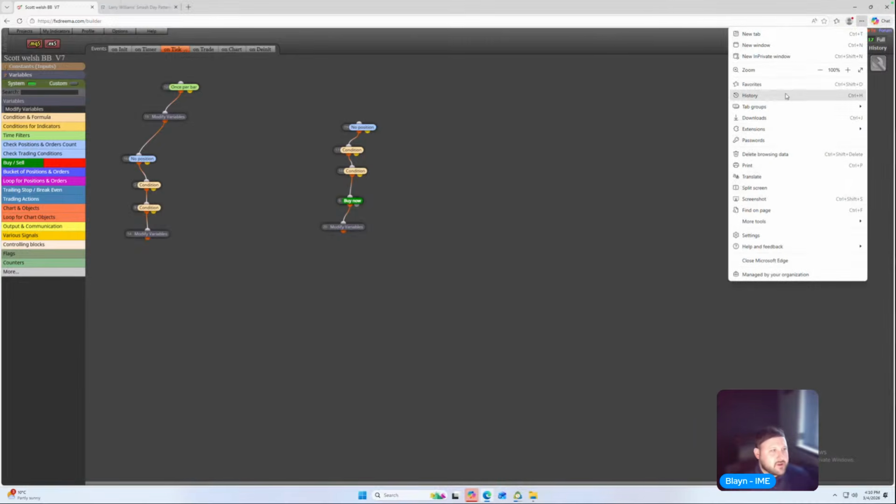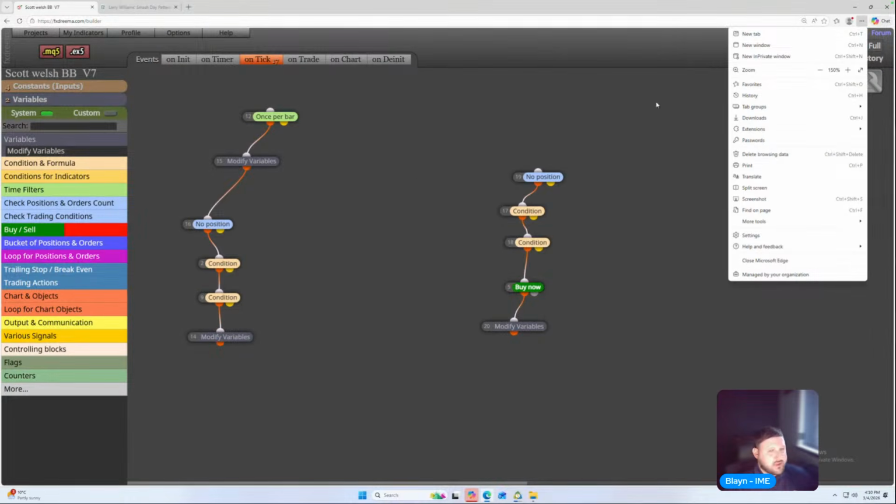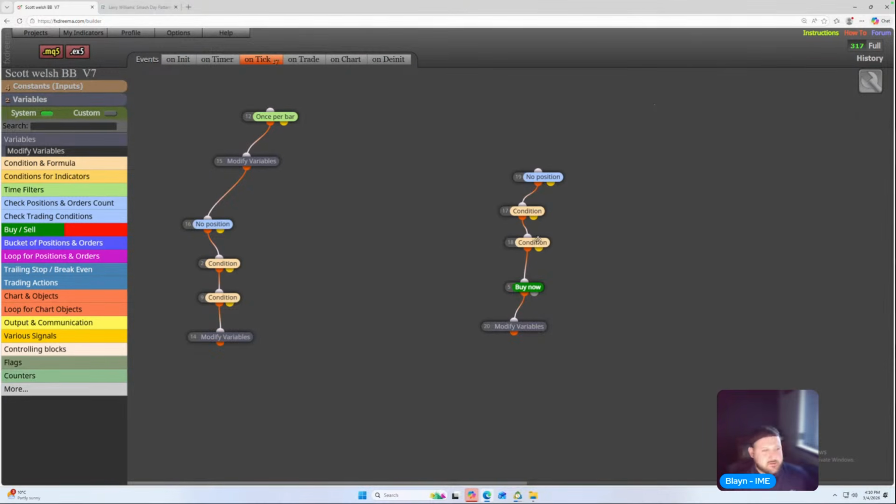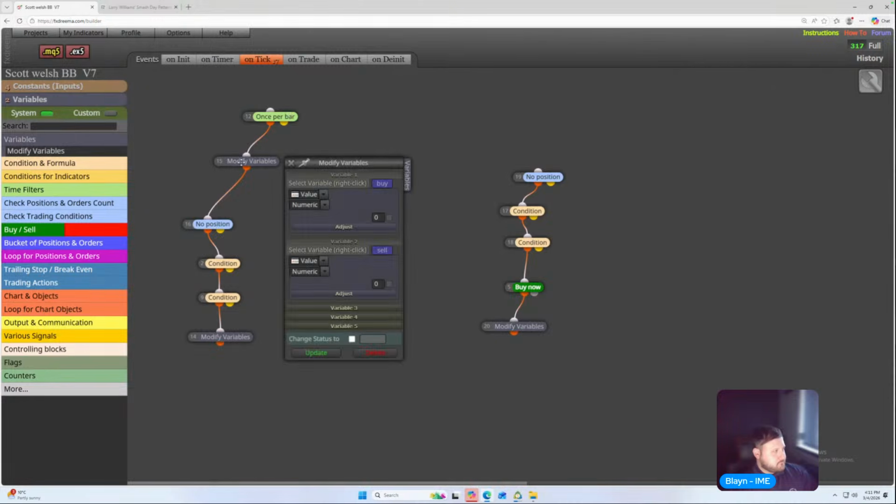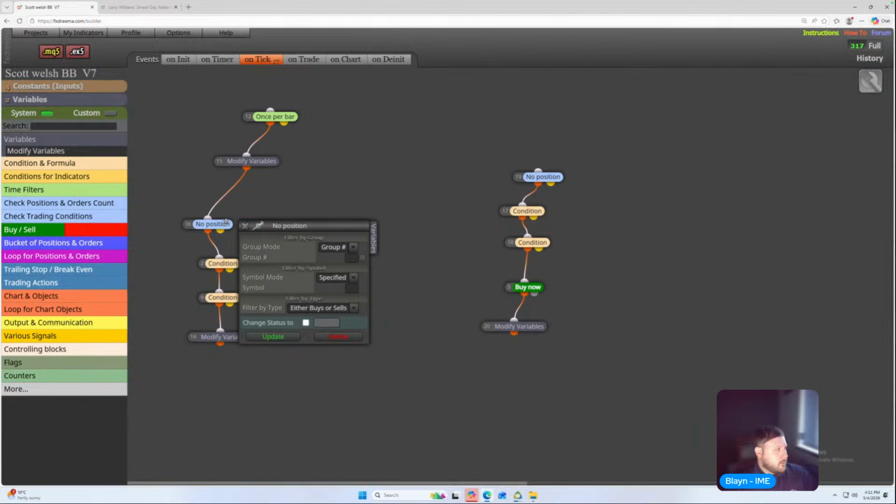Actually, I realized that I should be making this a lot bigger so that everyone can see it. Yeah, that looks a lot better. So I'll just go over this one more time so that people can actually see, in case it wasn't too clear on the screens. Once per bar, we're moving the variable from buy to 0. No position.